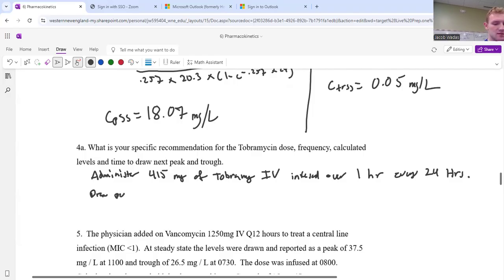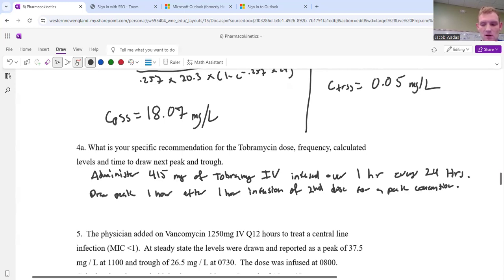Draw peak 1 hour after the 1 hour infusion of the second dose, for a peak concentration of 18.07 milligrams per liter, and draw trough 30 minutes before the second dose.